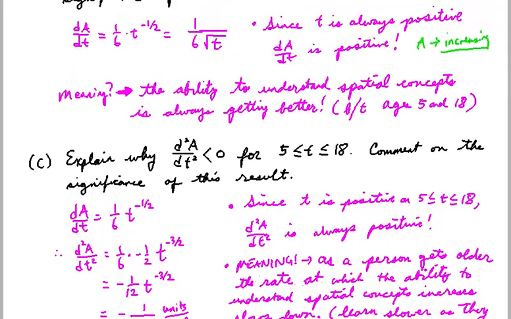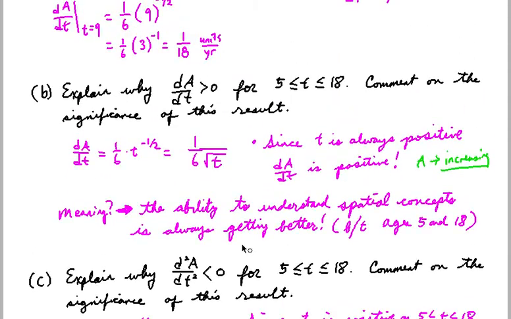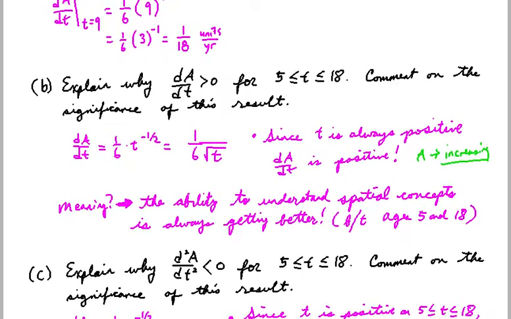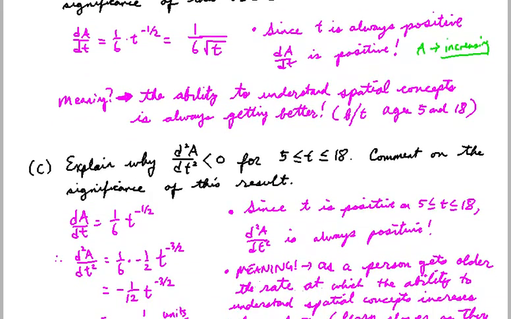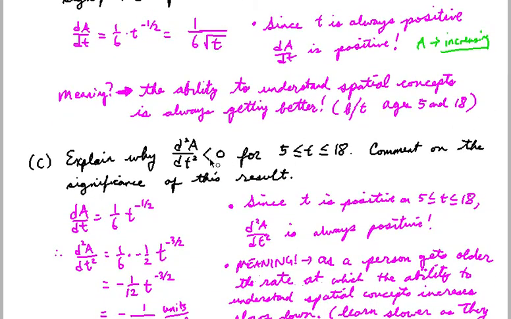Now, explain why the second derivative is going to be negative on this interval, and then comment on the significance of that. So what is the second derivative? The second derivative, mathematically, as we've learned, tells me the concavity of my original function. It tells me the concavity of A, doesn't it? So let's show mathematically that it's got to be concave down, since that's negative.